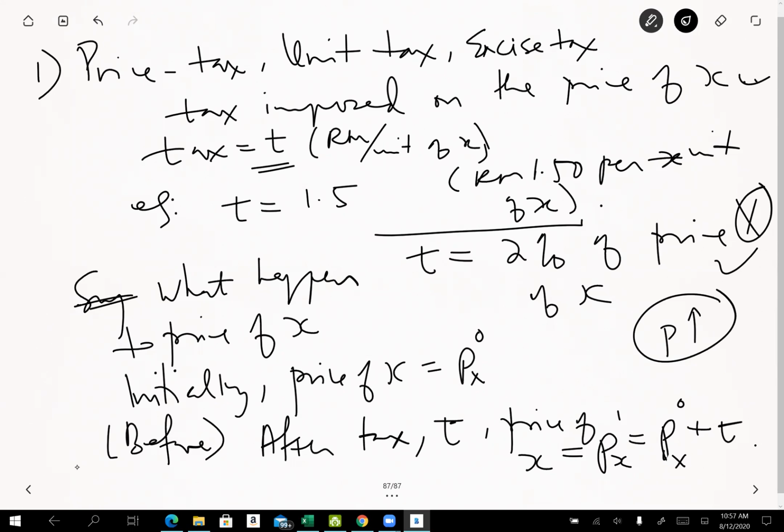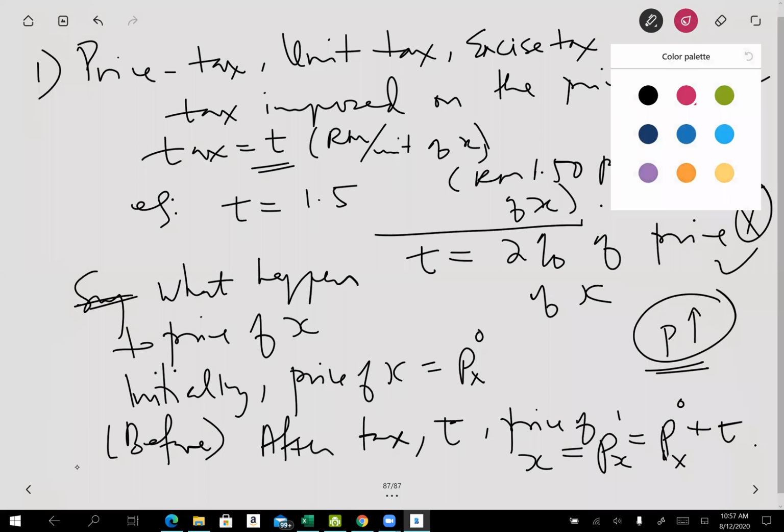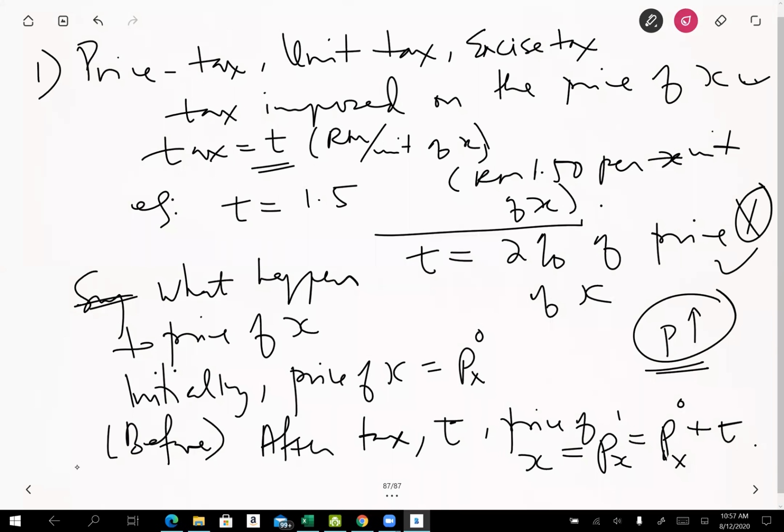So we want to see what is the effect of the tax on the individual, and we assume the individual is maximizing utility. If we go back to our example, the price of X is 50. The tax imposed was 1.5, but the price is 50, quite high. We normally don't impose a tax of 1.5. The minimum we impose is 10 ringgit, so change it to 10. The tax is now equal to 10.